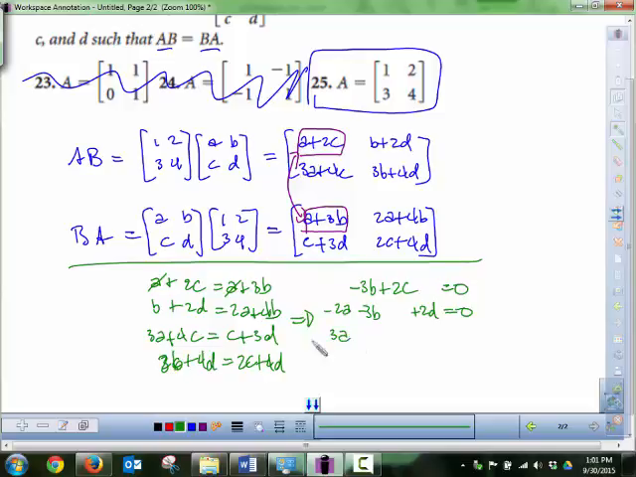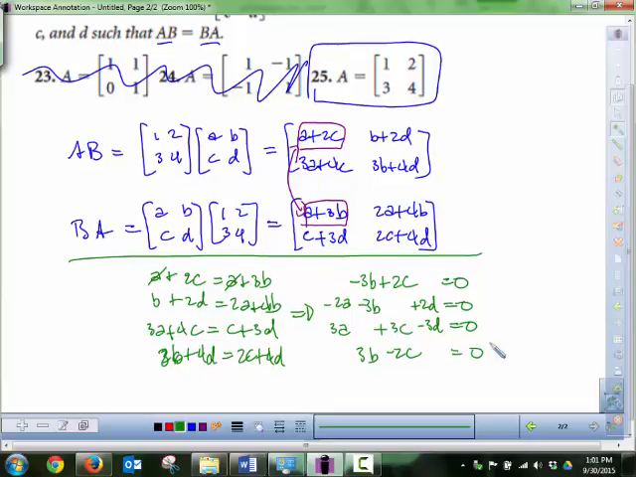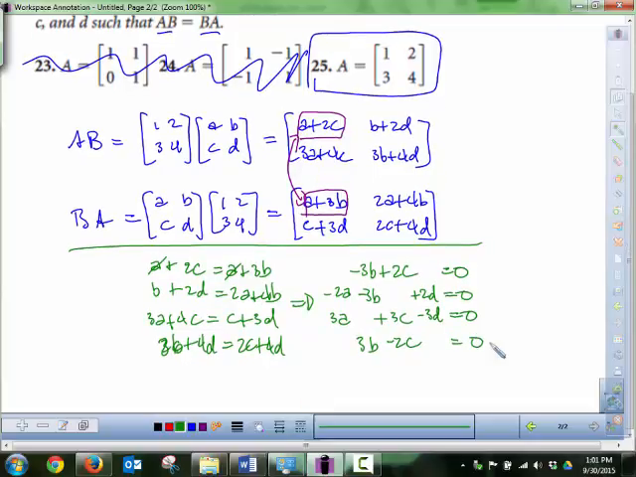And we have a 3A, no B's, plus 3C, minus 3D. And then finally, there's no A's for this one. We have 3B minus 2C, and the D's are gone. So you get a nice system that looks like this. We just have to find solutions for A, B, C, and D.